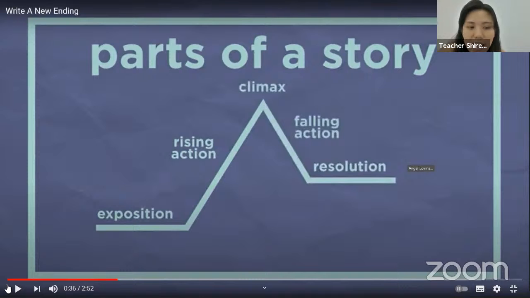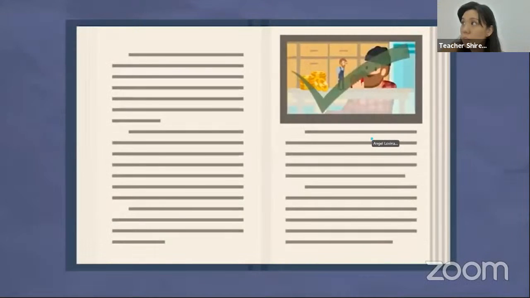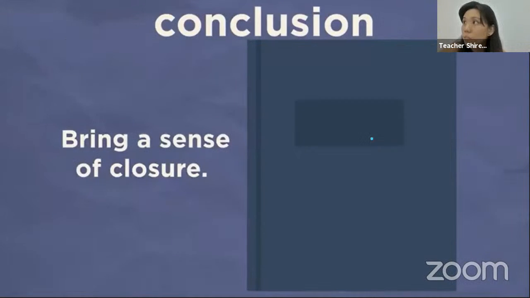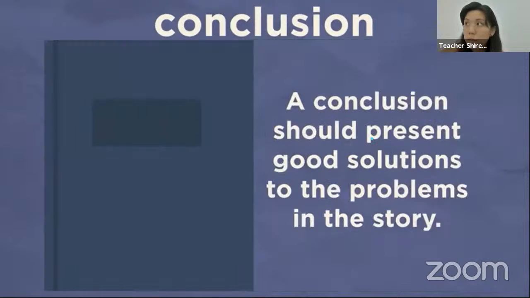So now we're going to change the ending. How do you change the ending or conclusion? You need to understand what makes for a good ending to a story. A conclusion should bring a sense of closure to the story and its characters. It should do a good job of resolving a story's conflict. In other words, a conclusion should present good solutions to the problems in the story.